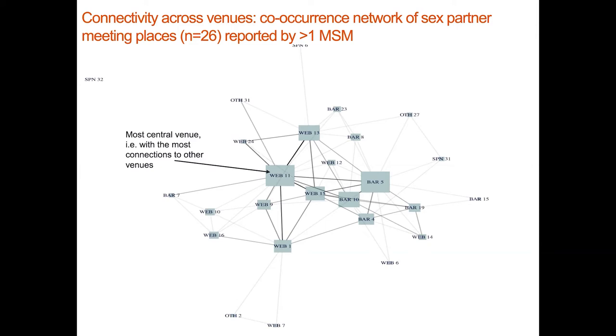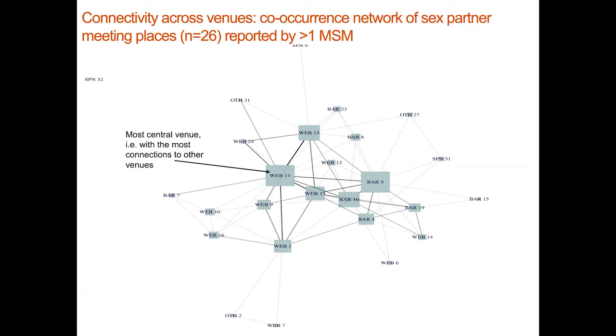The size of the node reflects degree centrality. So that was that network measure I introduced earlier. So a larger node represents more venue connections. Overall, the network was characterized by a high degree of connectedness across the venues. Venues were tied to an average of 5.5 venues, suggesting a large proportion of cases met sex partners at multiple venues. Venue Web 11, which is pointed out here, was the most central venue.